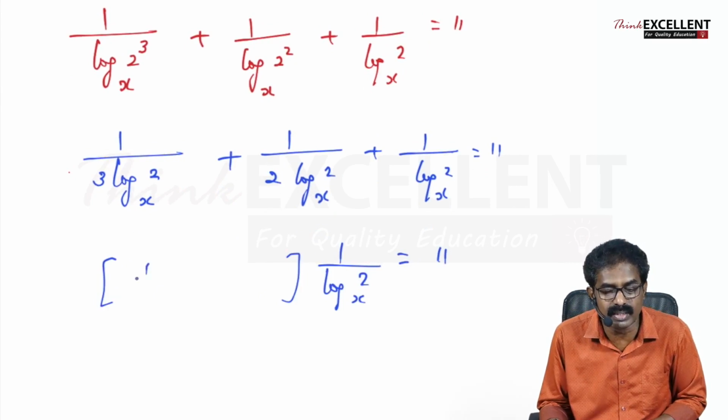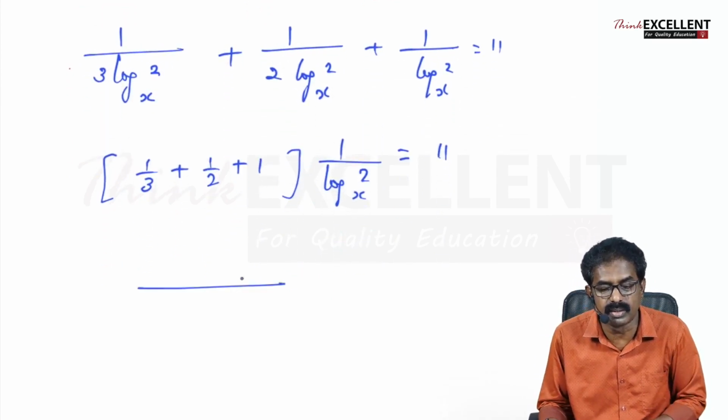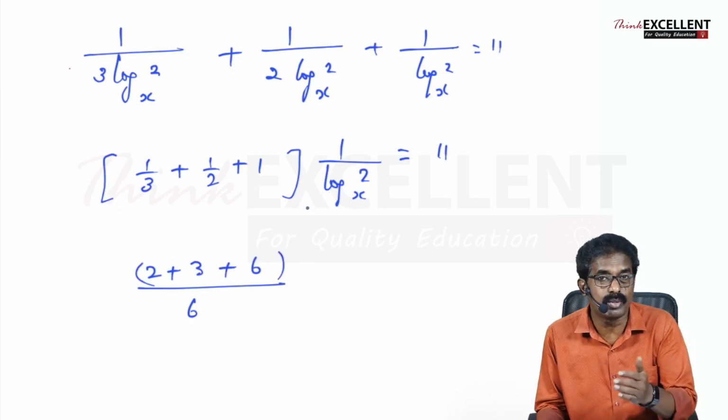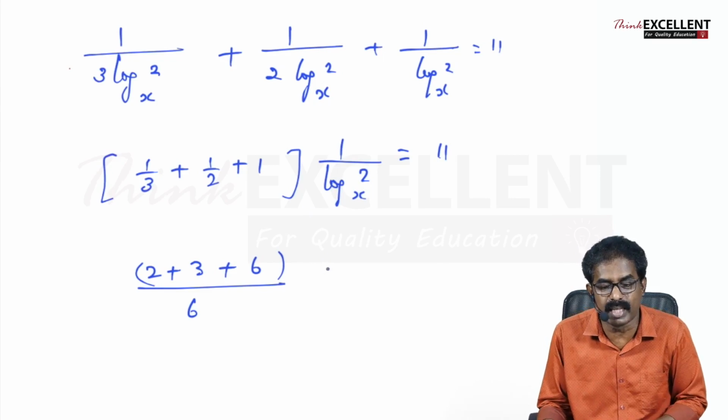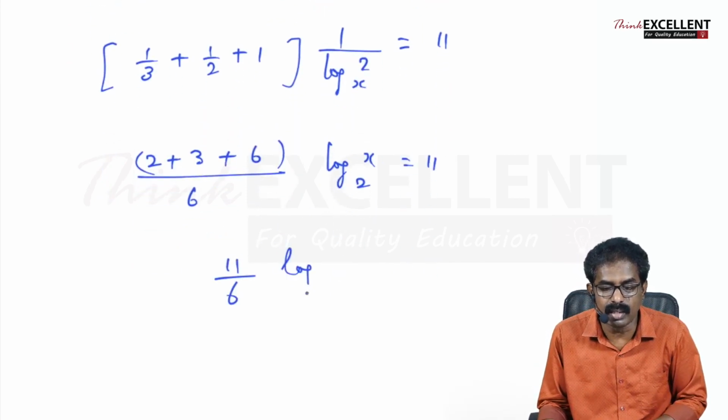In all the terms, 1 by log 2 to the base x is common. What is left out? The first one 1 by 3, second one 1 by 2, third one nothing, you take it as 1. Now we take LCM for 3 and 2, LCM is 6: 2 plus 3 plus 6, so this is what you are getting. Now this 1 by log 2 to the base x, you convert it again, take it to the numerator. So interchange the 2 and x. You can write it as log x to the base 2. Add the numerator, you are getting 11 by 6 into log x to the base 2 equal to 11.